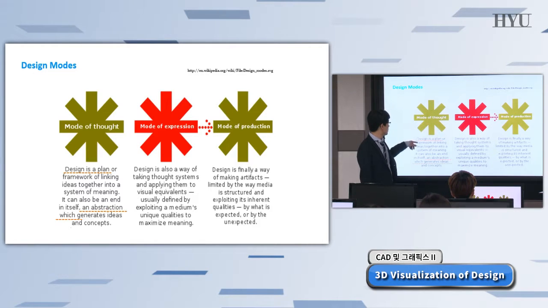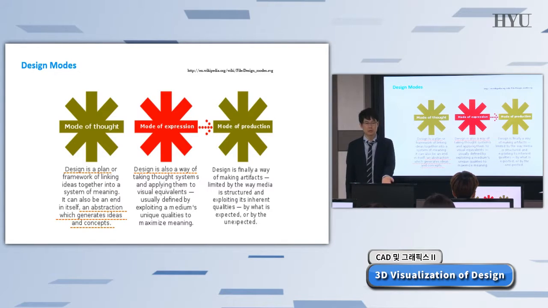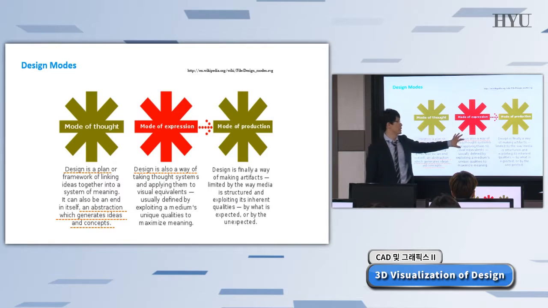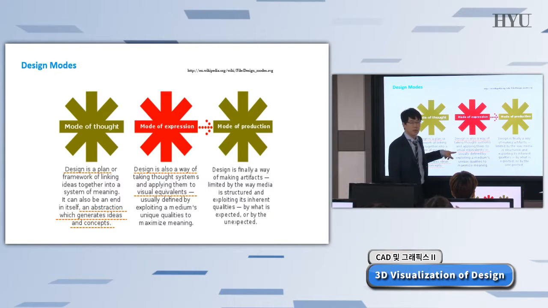So mode of thought is plan, abstraction, ideas, concepts, okay? They are invisible. You can express orally. You can talk about your design concept to someone else, but it's not yet visualized. In mode of expression, you can make visual equivalence between your thought and your computational model, your visualization, okay?